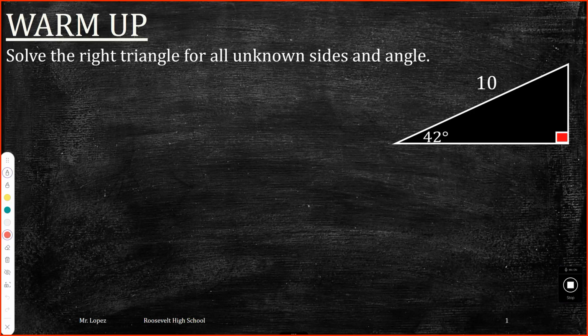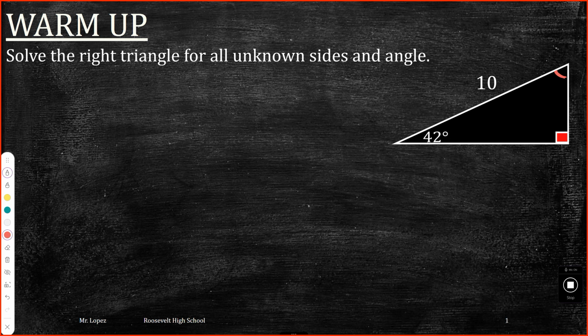So what does it mean to solve the right triangle? To solve it means to find all the angles and all the side lengths. So, all right, let's go with the angle here. Anybody, what's that angle? What's the measure of that angle on top? 48 degrees. 48, good enough.